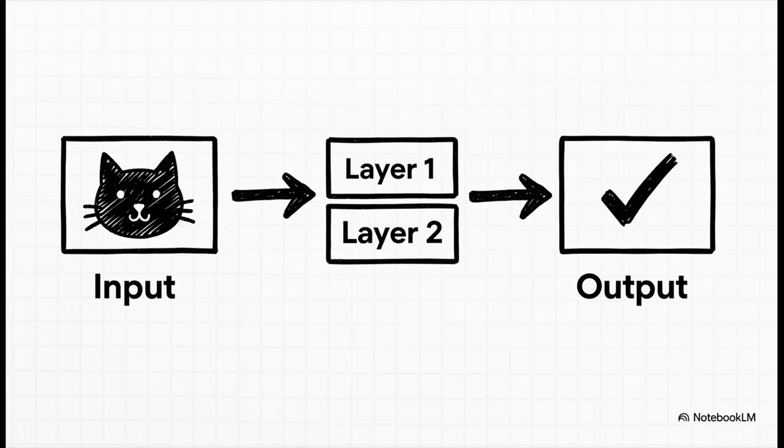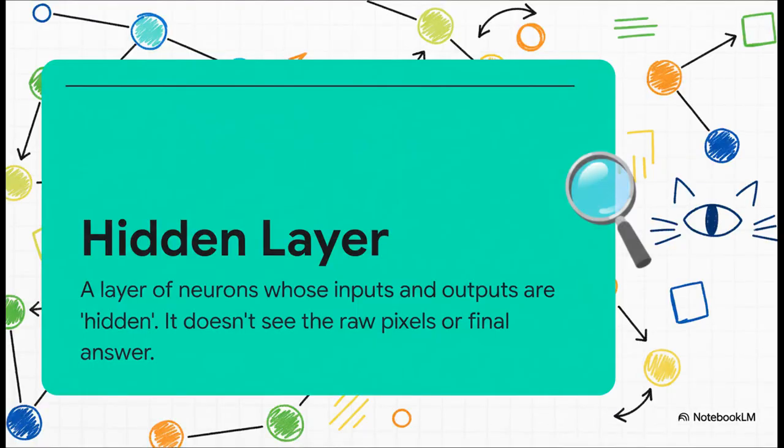To see those kinds of complex combinations, we need to stack layers of neurons on top of each other, right between the raw image and the final answer. And we call these middle layers hidden layers. You might be asking, why hidden? Well, it's pretty straightforward. They're hidden because they don't see the original photo and they don't make the final decision. They live entirely in the middle, just processing information and passing along more and more abstract ideas.